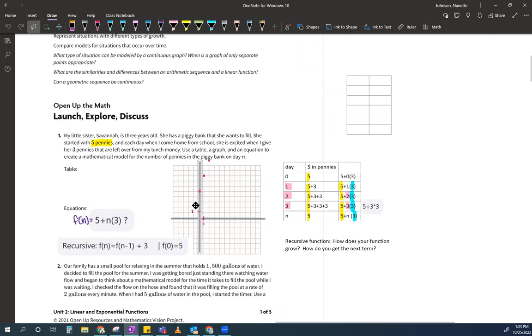Okay, so it has to do with this context. Read my little context again. I'm talking about my little sister Savannah, and she's little and she has pennies in the piggy bank and she has 5. And then every day I bring her home 3 pennies, and n represents the number of days, and our y-axis is how much money or how many pennies she has, right? Okay, why don't I connect the dots?